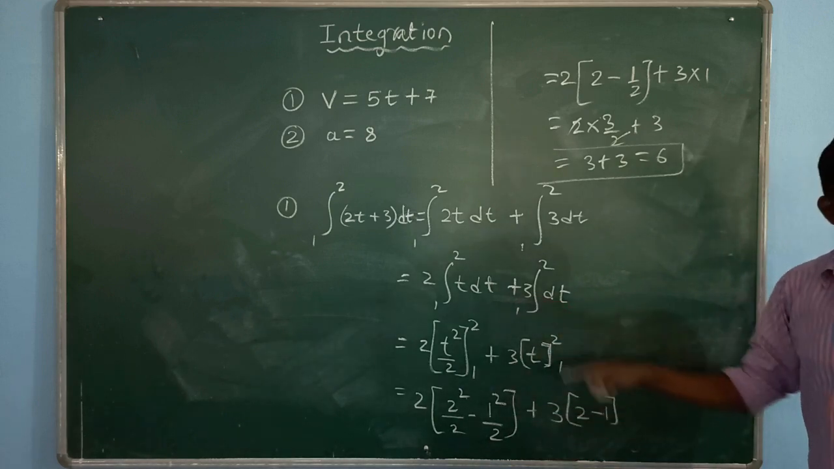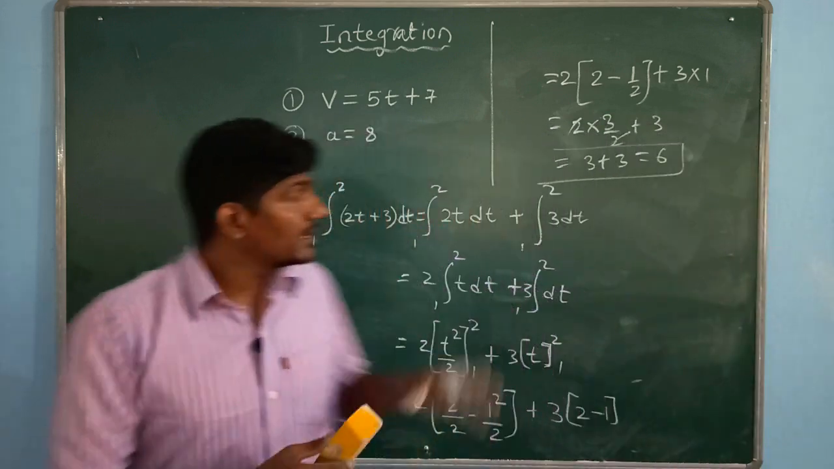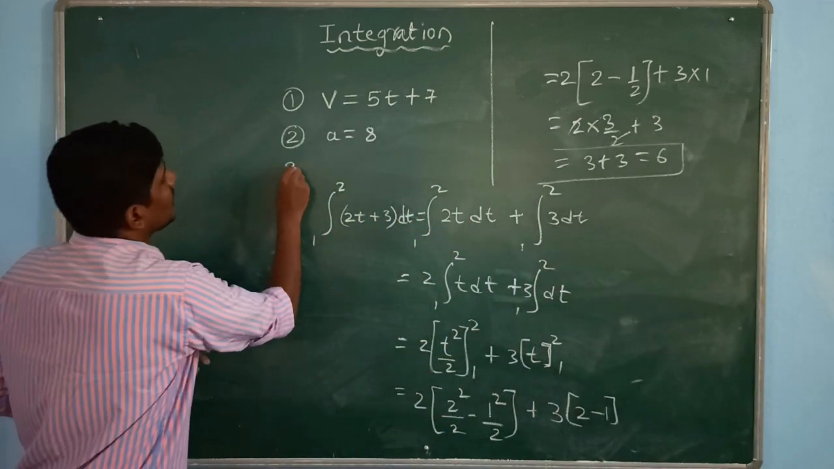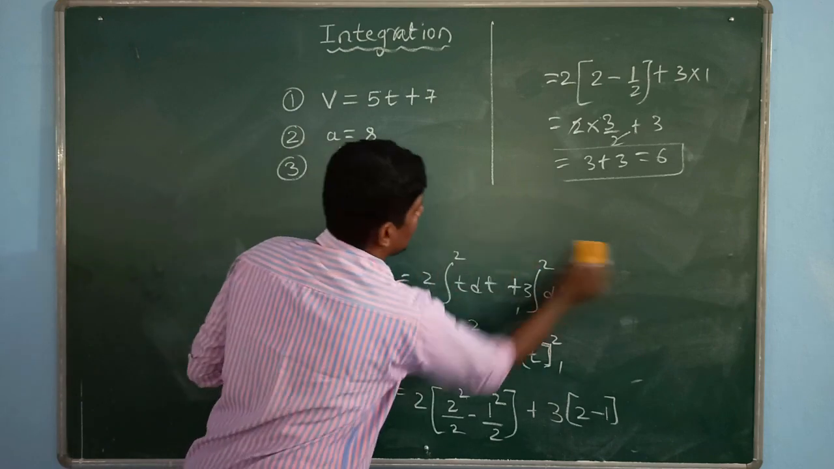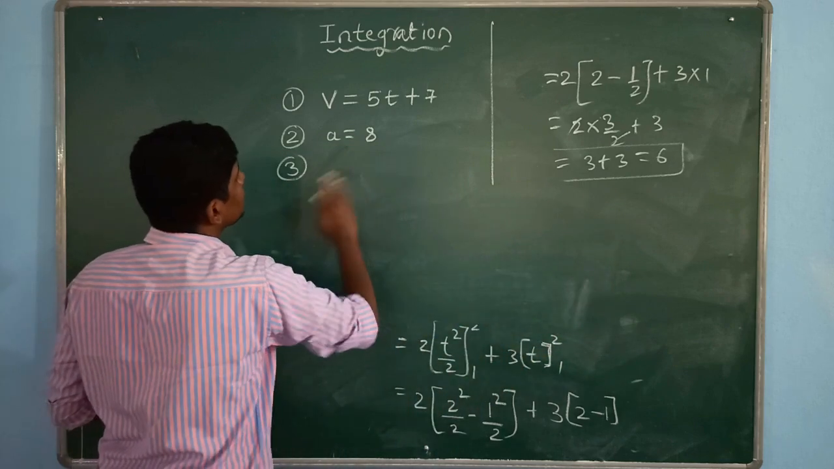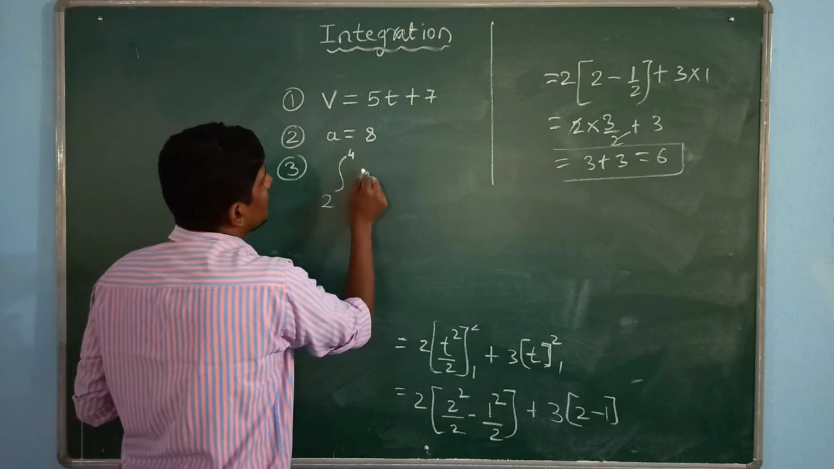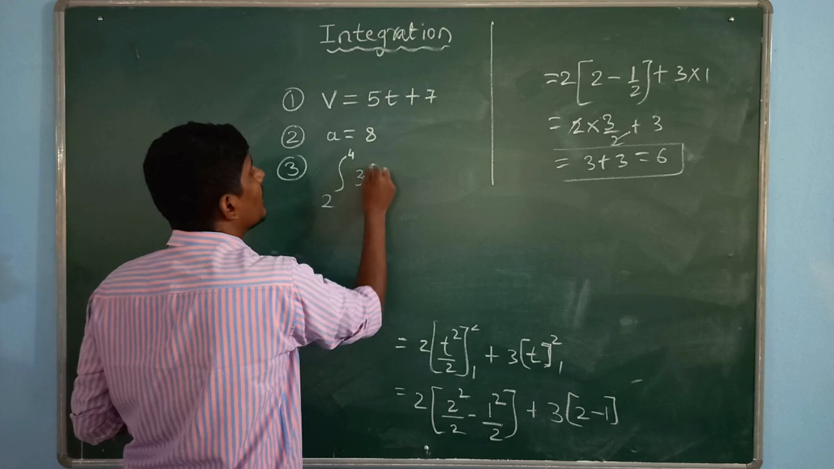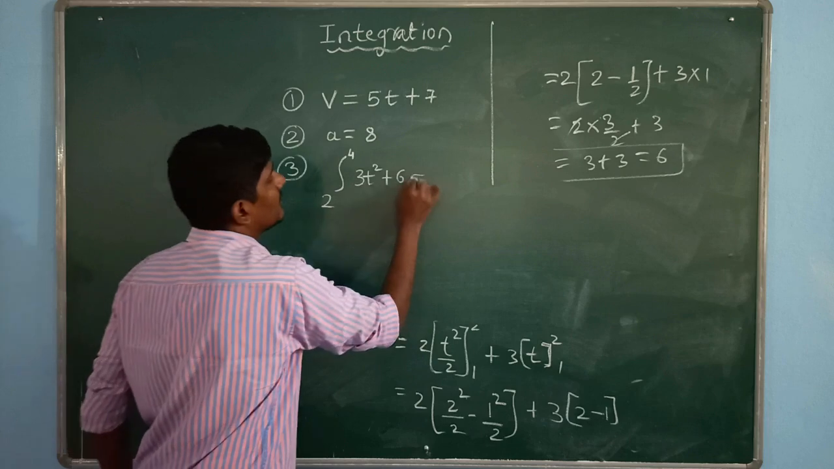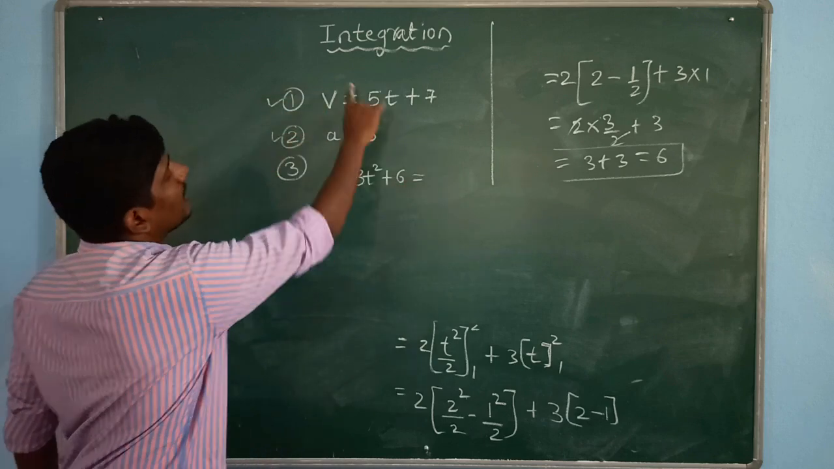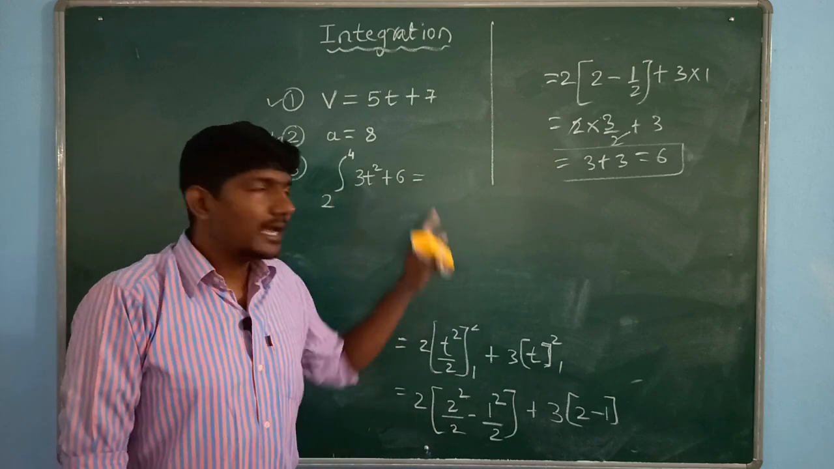That's how you put the limits. Now the third homework I will give, third one. So in that third homework we will use limits. Okay, integrate from, better you take 2 to 4. Do it. The equation is 3t square plus 6. Okay, find the answer for this one. These ones are indefinite. This is definite. So this is from today's class. Try these problems.